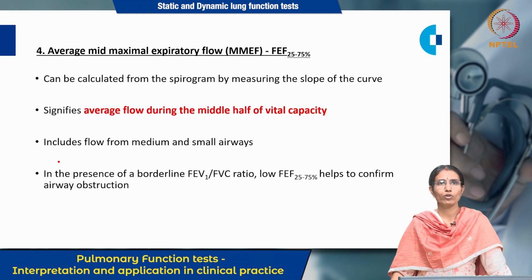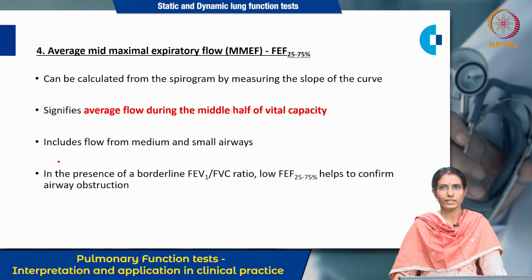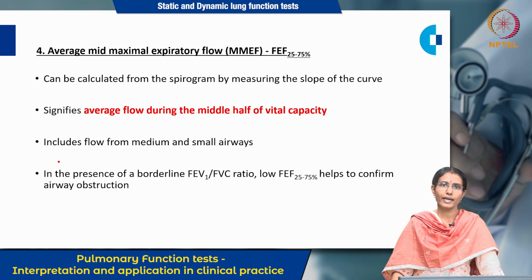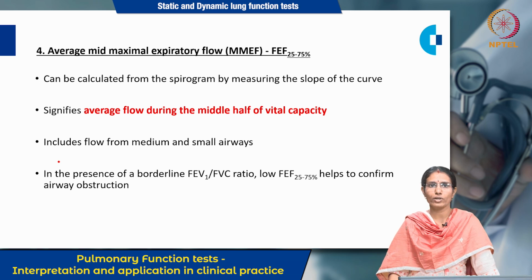What is the other parameter which can be obtained using this spirogram? Average mid-maximal expiratory flow. What does that mean? This is the average flow during the middle half of the vital capacity. This can be obtained by measuring the slope of the curve, and this indicates flow from medium and small airways. How is this used in clinical interpretations? This is not used independently to interpret. Only in the case of a borderline reduction in the ratio of FEV1 by FVC, a low value helps to confirm airway obstruction. So these are the 4 parameters which are obtained using the spirogram.